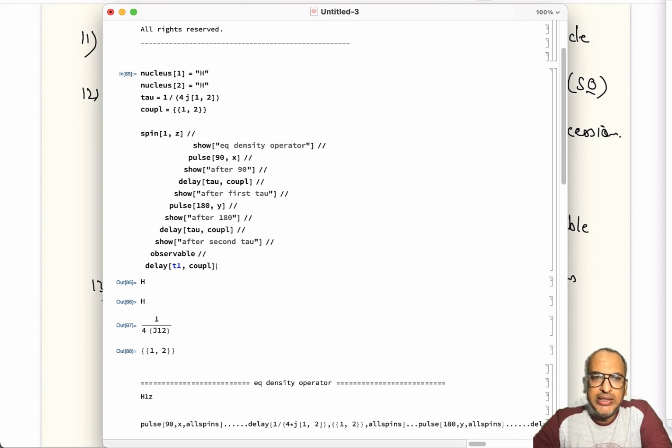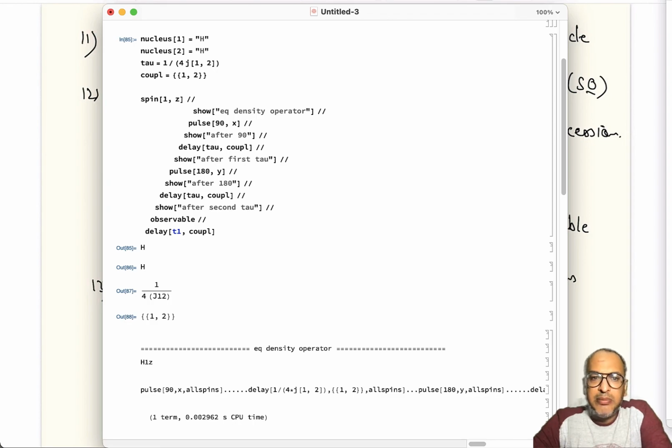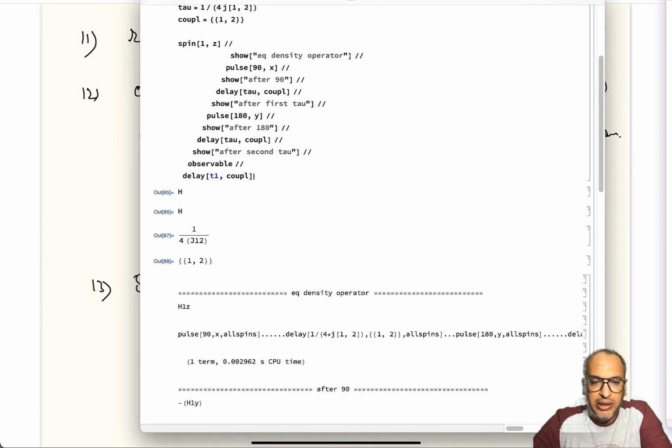But it is very similar to understand that you have a pulse followed by a delay followed by something else. So all sorts of commands have to be written one after the other. In a very similar fashion, Mathematica also treats the pulse program in a similar way. However, this is a much more simplified version of what a Bruker pulse program would read like, but it definitely gives you some idea of how to write step-by-step instructions for a given pulse program and see how the calculations are changing and how the density operator is evolving.